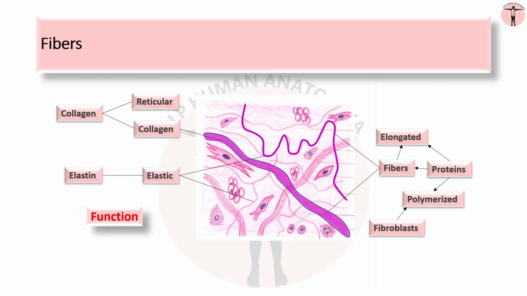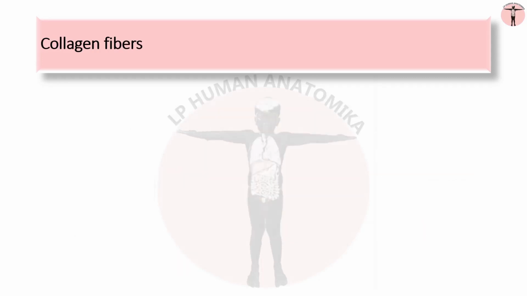The functions of fibers are: they provide strength to the connective tissue. They are distributed unequally among the different types of connective tissue, with a predominant fiber type which is responsible for conferring specific tissue properties. Let us see the details of each of the fibers now.